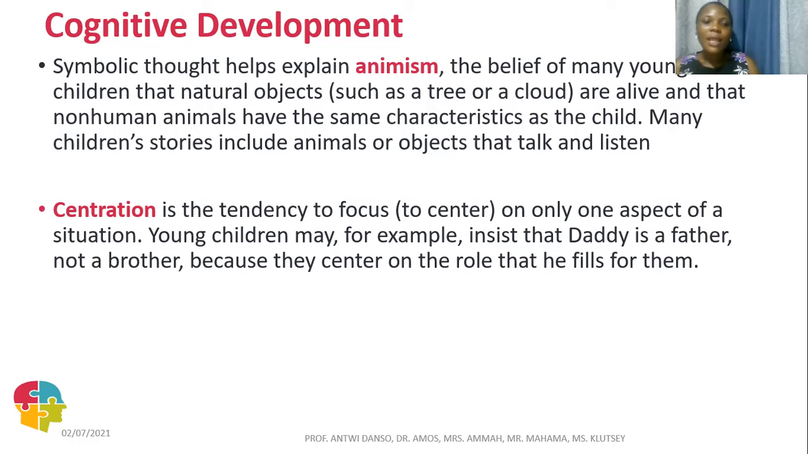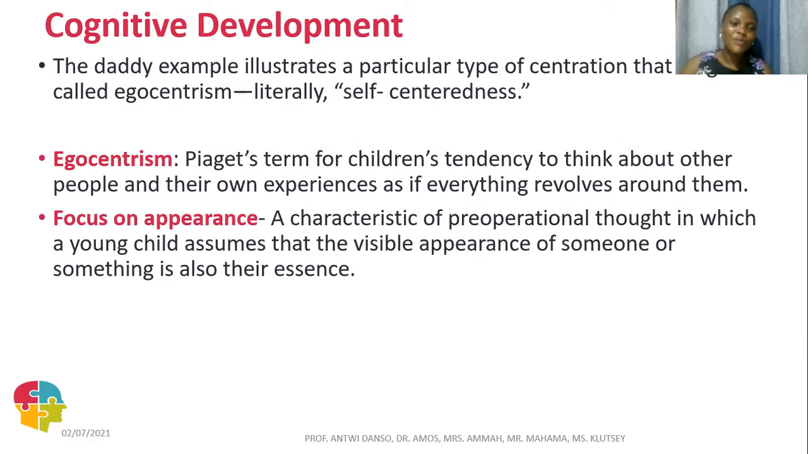Then they have what we call centration, which is the tendency to focus or to center on only one aspect of a situation. So for example, young children will insist that their father is only their father. Their father cannot be somebody's brother. Their father cannot be somebody's son, or somebody's uncle. It is only their father and nothing else. So they are focusing on the relationship that they have with their father. They refuse, or sometimes it is difficult for them to understand that their father can have other relationships with other people. So it can be possible that your father is still your father and is also somebody's uncle. That is what we refer to as centration.